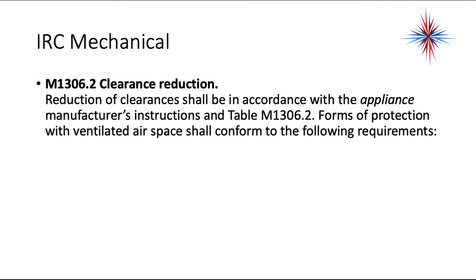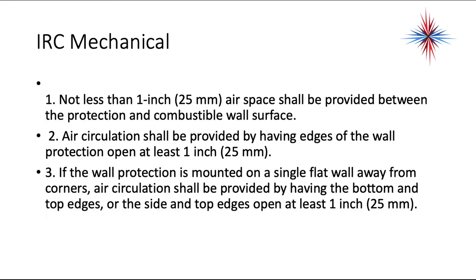1306.2, reduction of clearances, shall be in accordance with the appliance manufacturer's instructions and Table 1306.2. Forms of protection with ventilated air spaces shall conform to the following requirements. Not less than 1 inch of airspace between the protection and the combustible wall surface. In other words, whatever you're using for heat shields cannot be closer than 1 inch between the protection and the combustible wall.